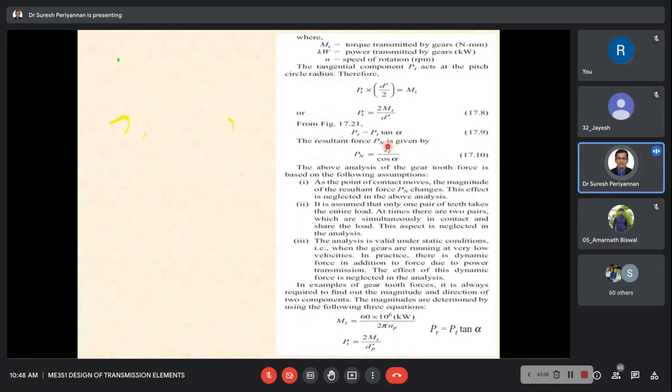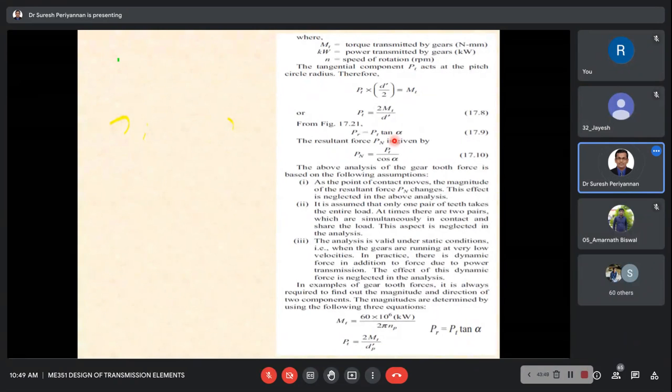PN is nothing but PT divided by cos alpha, if you know the PT and the pressure angle. I would like to write my equation in terms of the resultant load; PN is nothing but the resultant force. Here Mt is equal to d by 2 into PN into cos alpha. I can write my torsional moment based on PR as well as PT also.